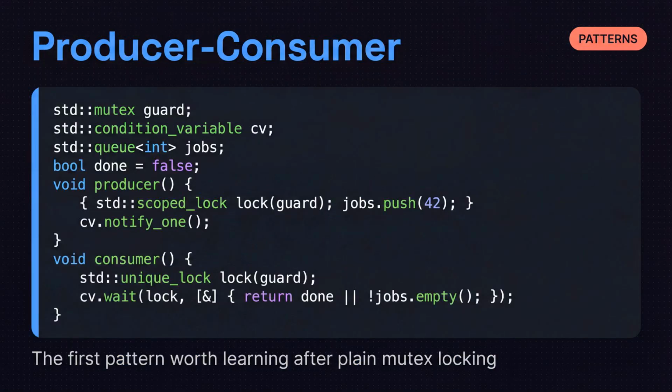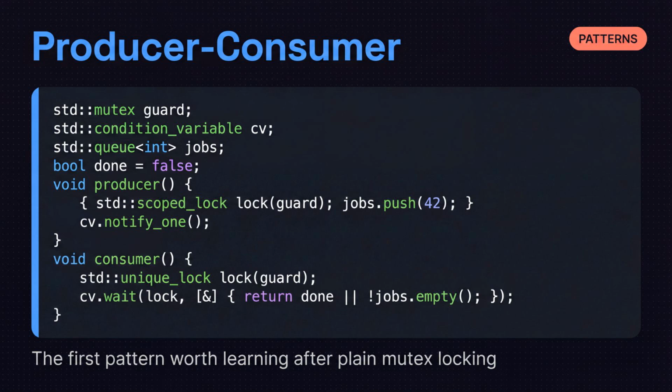The producer-consumer pattern is the first concurrency pattern worth learning after plain mutex locking. We have a mutex, a condition variable, a queue, and a done flag. The producer locks the mutex, pushes a value into the queue, then notifies one waiting thread. The consumer acquires a unique lock, then calls cv.wait with a predicate lambda. The predicate checks: is the queue non-empty or is done set to true?